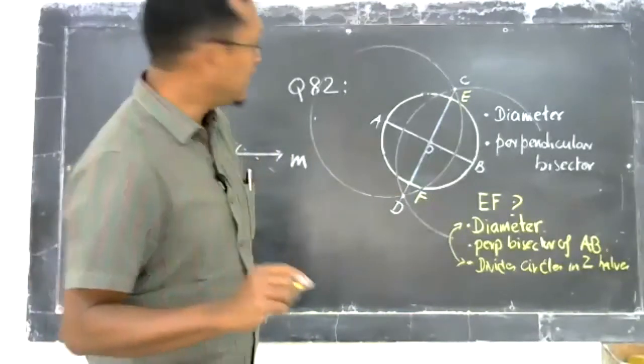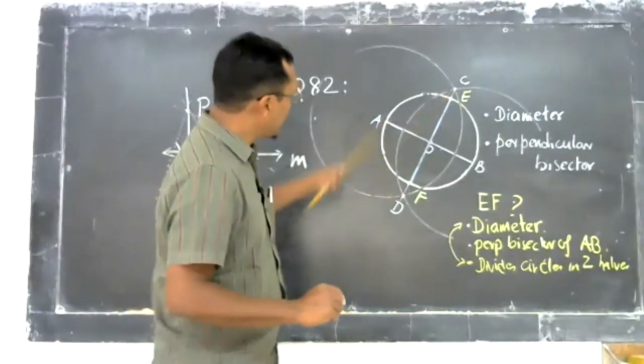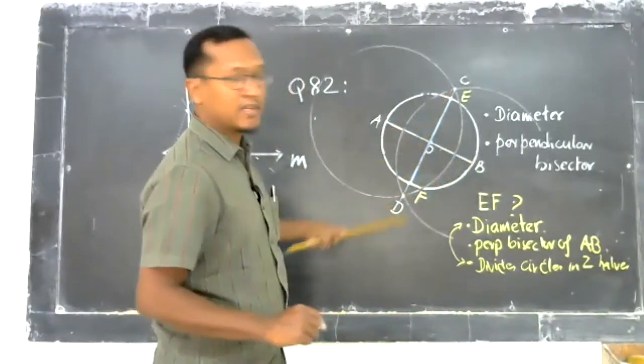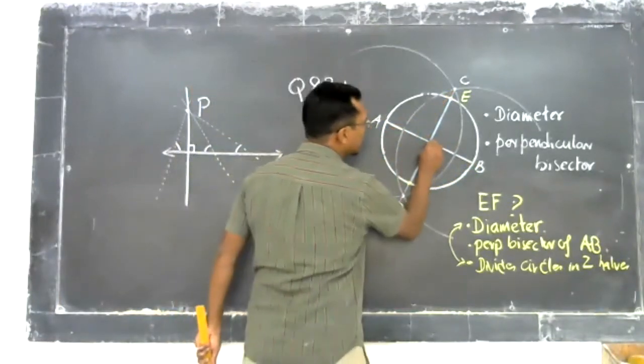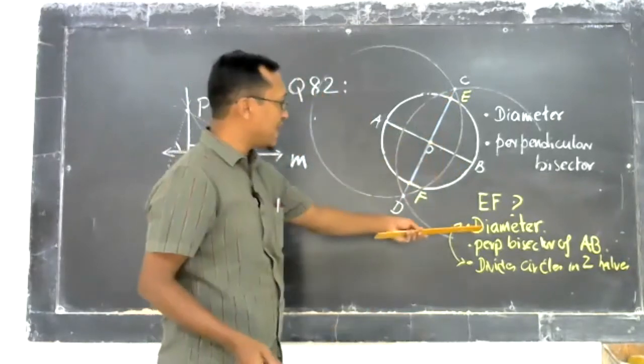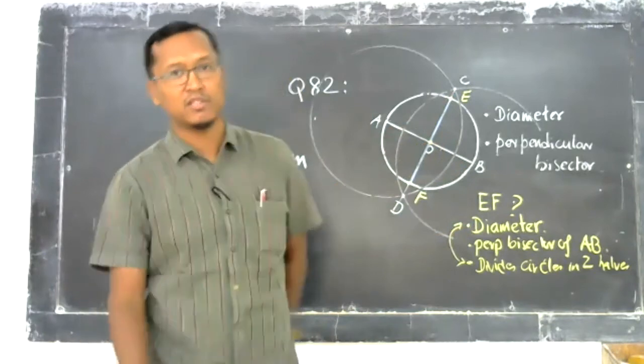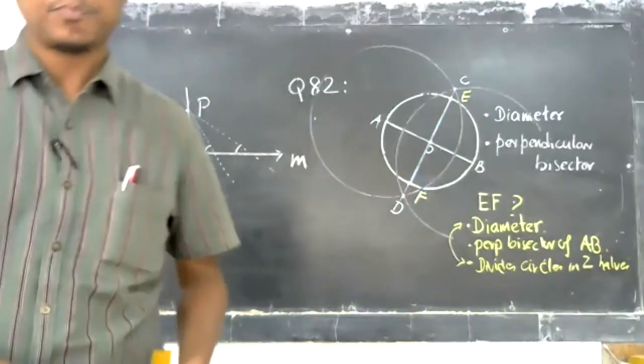One more thing can be said, that the perpendicular bisector, if this is a diameter and you bisect the diameter, that line will also pass through the center of the circle. Because it's a diameter, obviously it has to pass through the center of the circle. So that is one more observation that you can make.